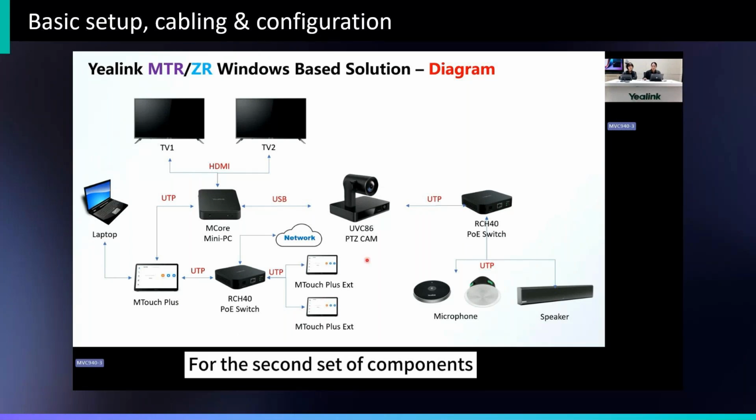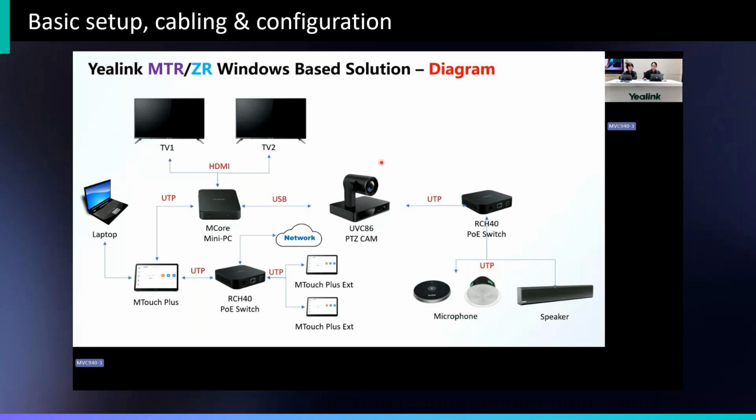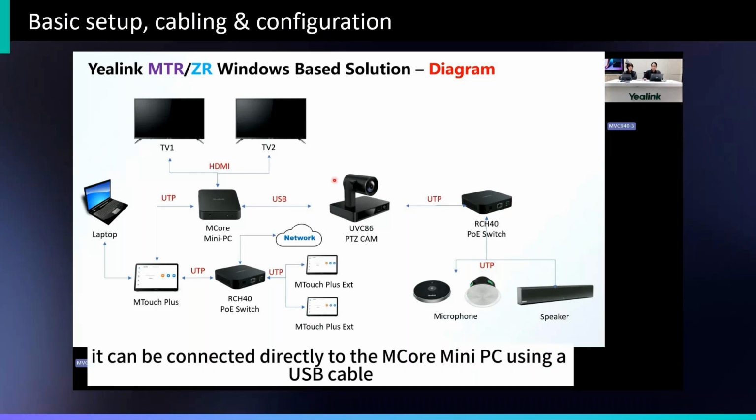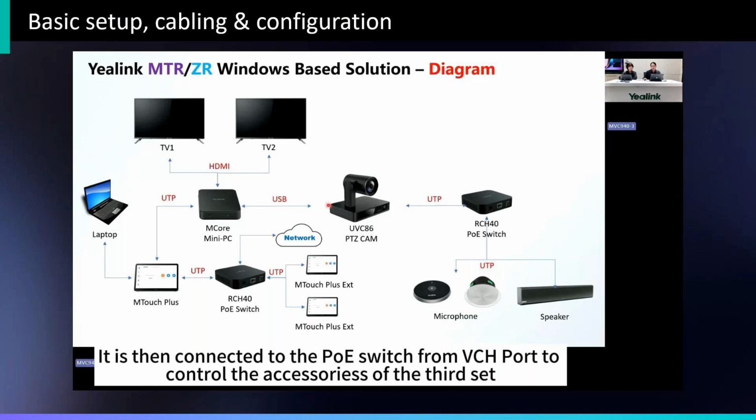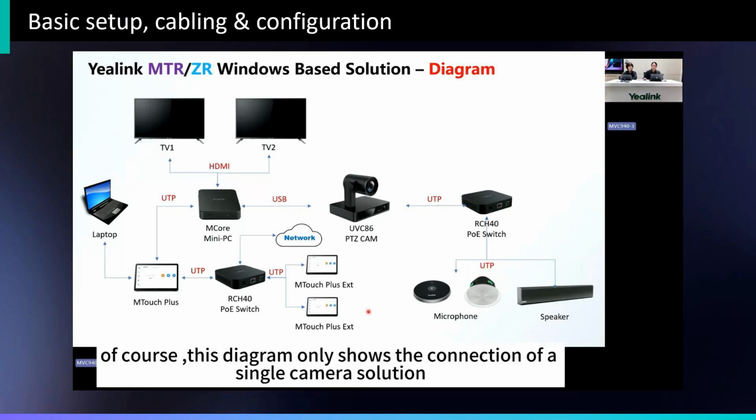For the second set of components, such as the UVC86, which serves as a camera and an audio controller in this system, it can be connected directly to the M-Core by a USB cable. It is then connected to the PoE switch from VCH port to control the accessories of the third set, such as the microphone and the speakers. Of course, this diagram only shows the connection of a single camera solution.